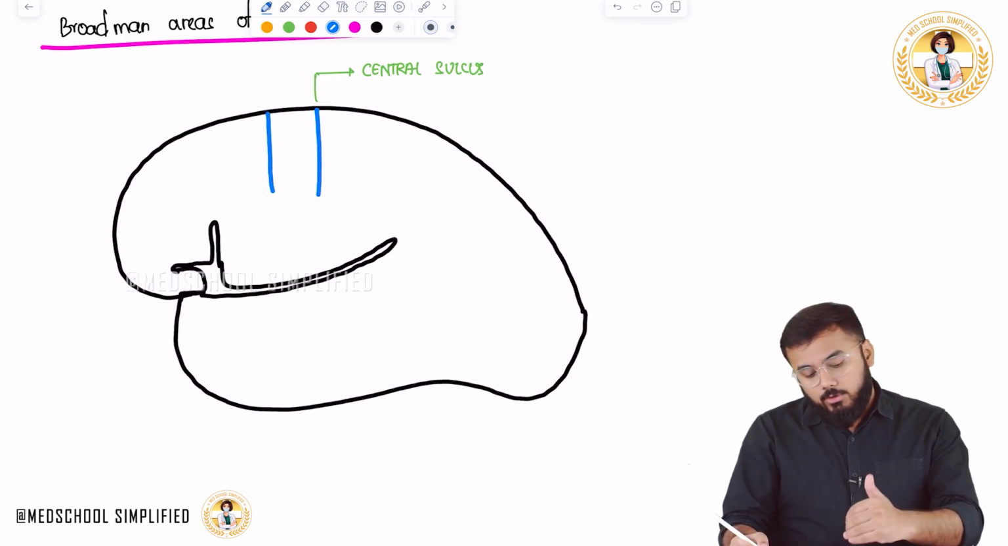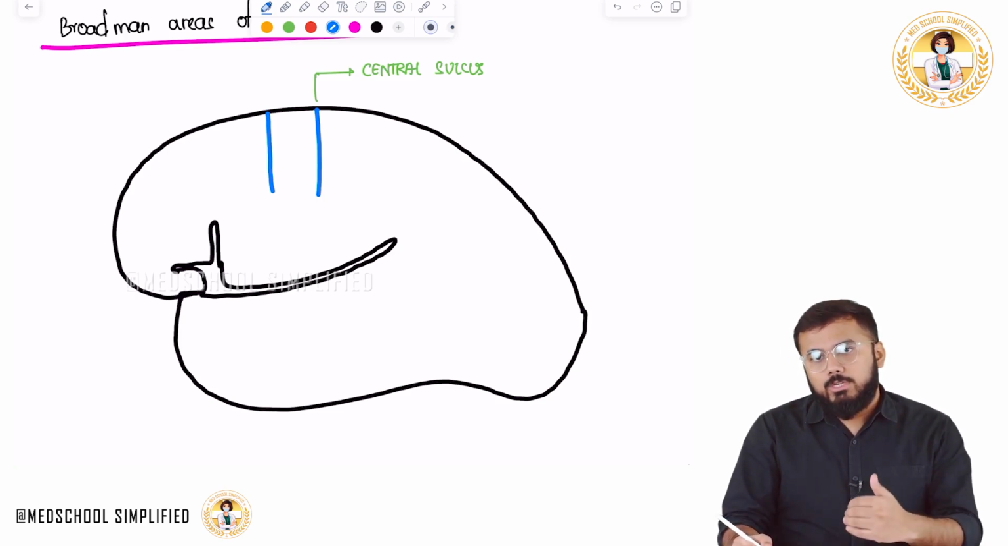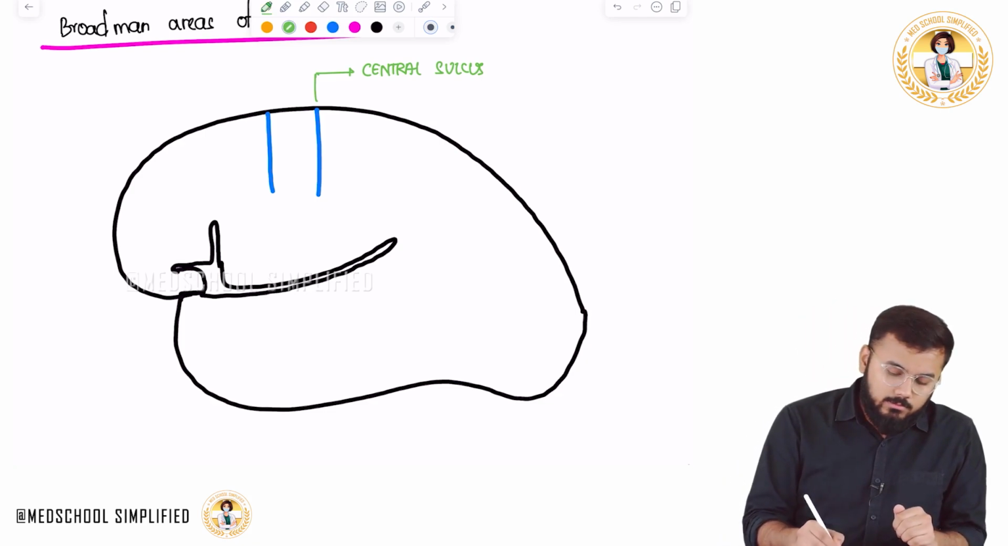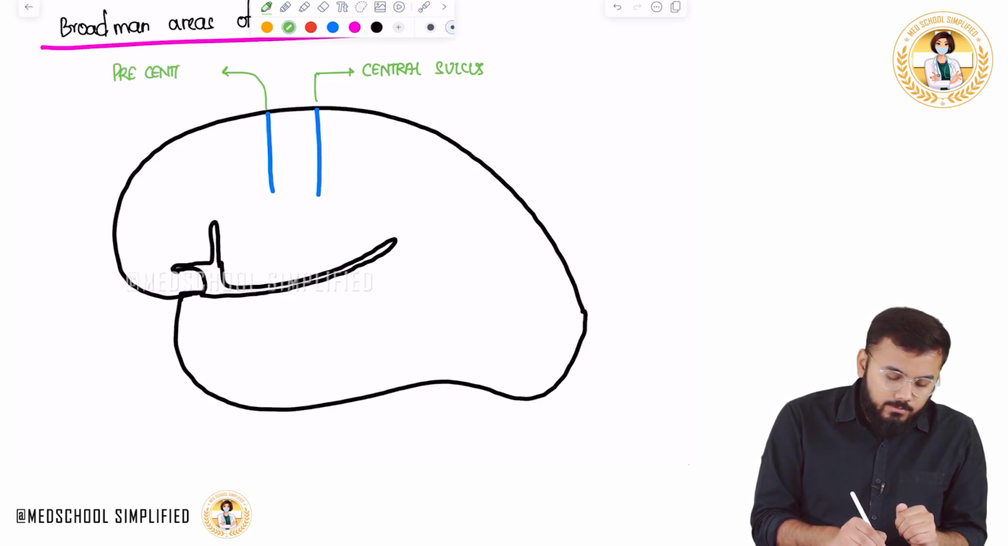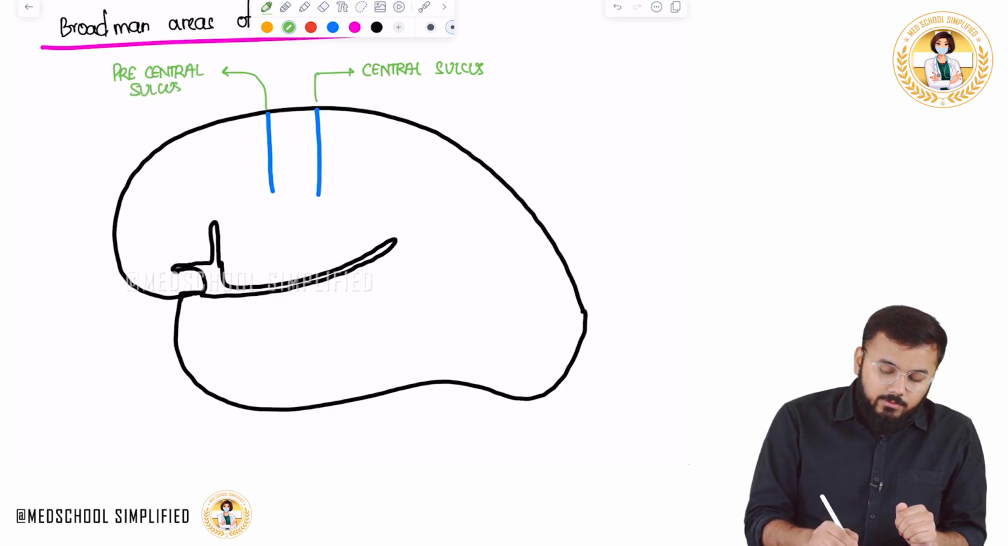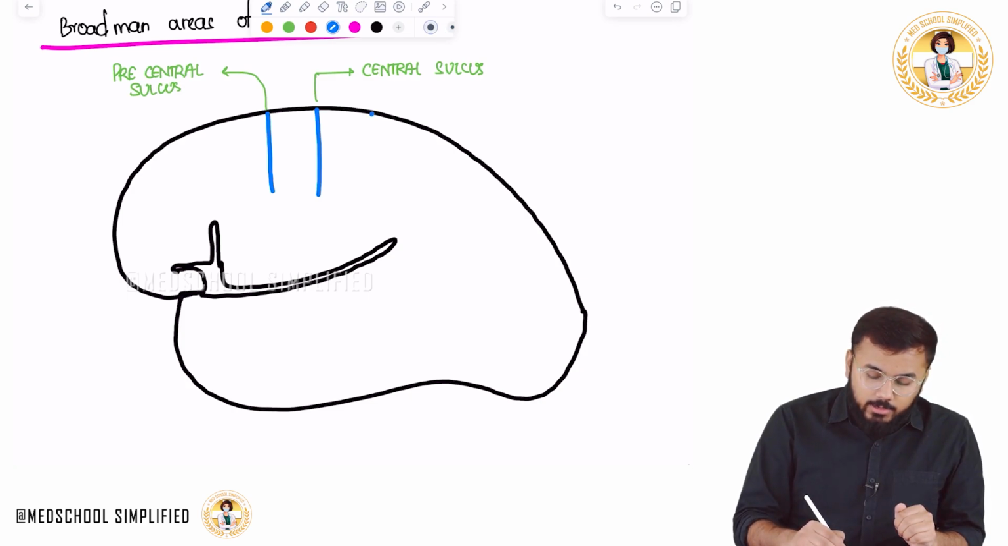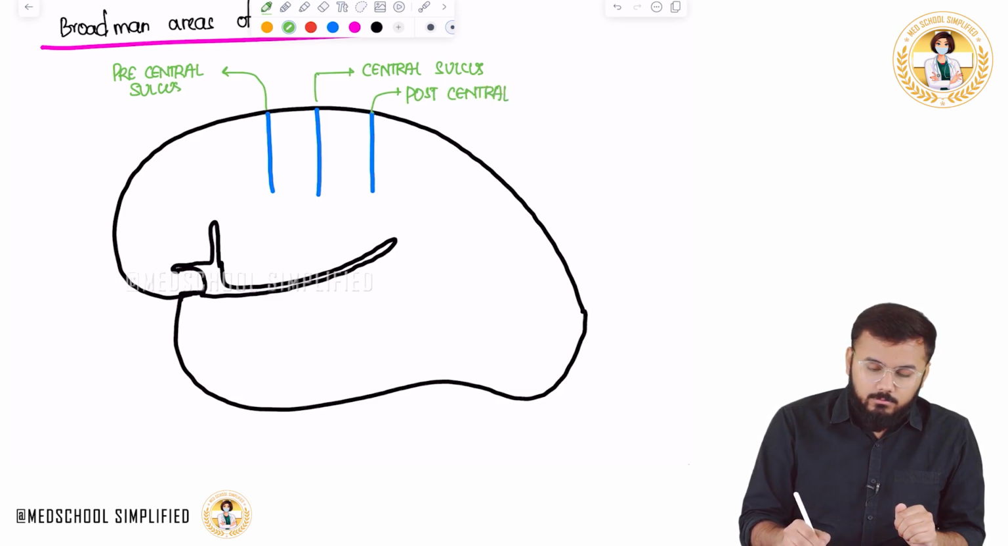Any sulcus which is located in front is called pre, and any sulcus located behind is called post. So this sulcus over here is called your pre-central sulcus. For example, if I draw a sulcus that is located behind the central sulcus, this is called the post central sulcus.